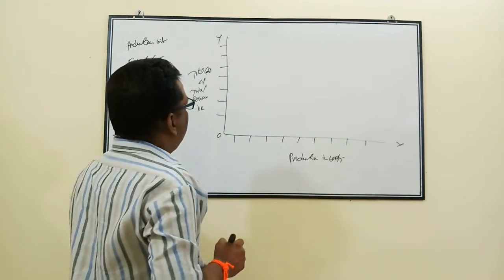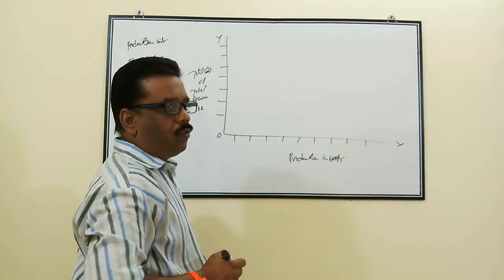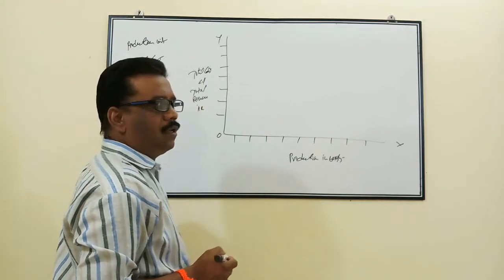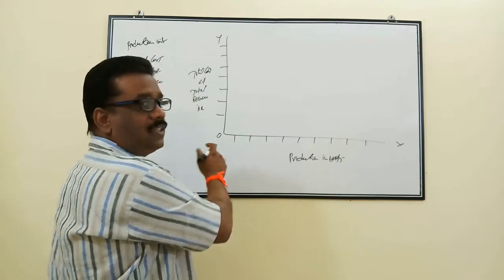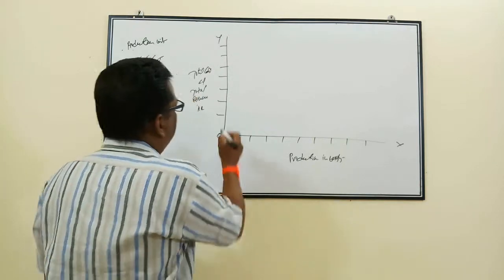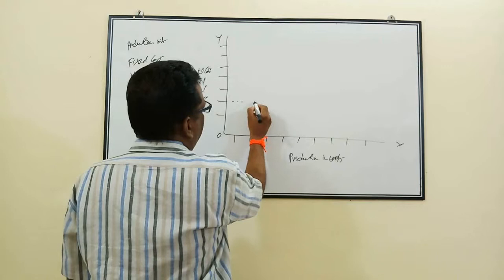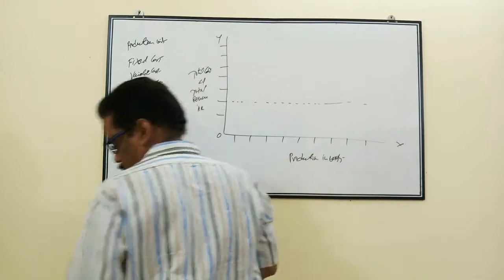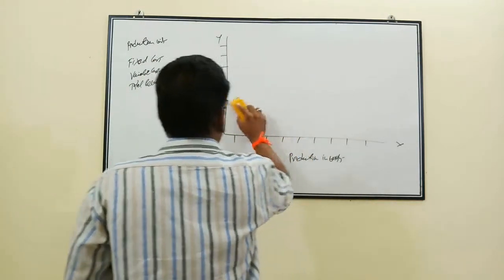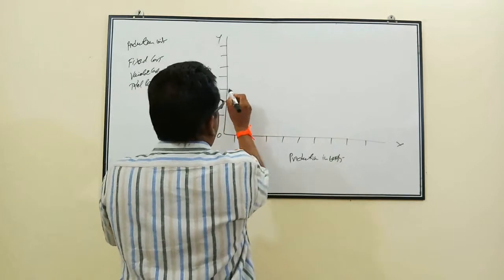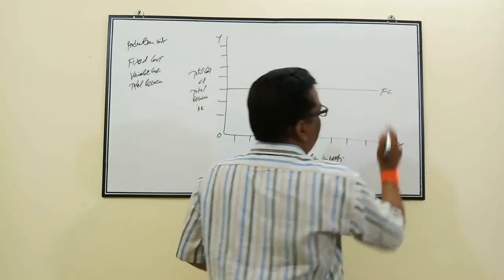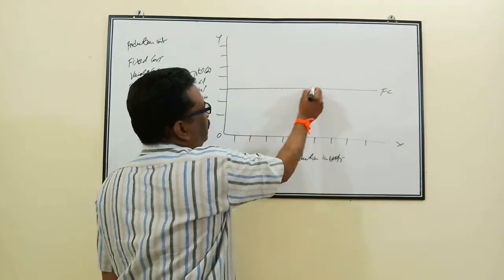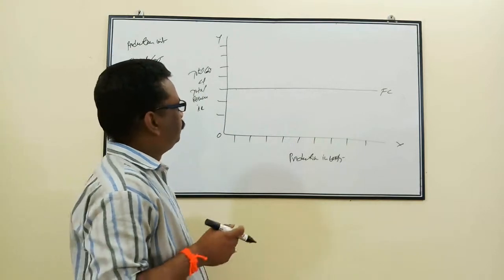Then, if the fixed cost is taken and plotted at various levels of production, normally it appears like this. Okay? So, the fixed cost line is always parallel to the x-axis. The reason is, at any level of production, the fixed cost is one and the same.